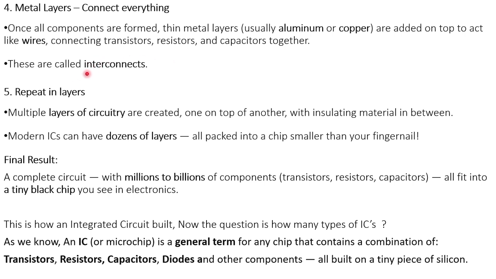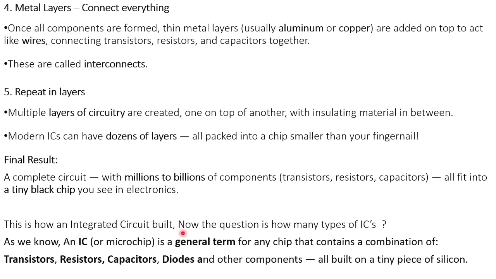Multiple layers of circuitry are created on top of one another with insulating material in between. Modern integrated circuits can have dozens of layers, all packed into a chip smaller than your fingernail. So the final result is a complete circuit with millions to billions of components like transistors, resistors, and capacitors, all fit into a tiny black chip you see in electronics. This is how an integrated circuit is built.